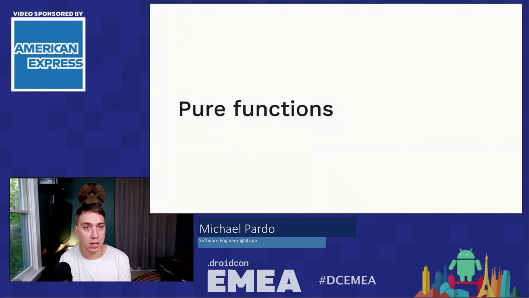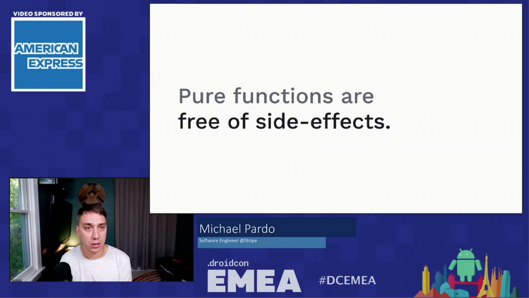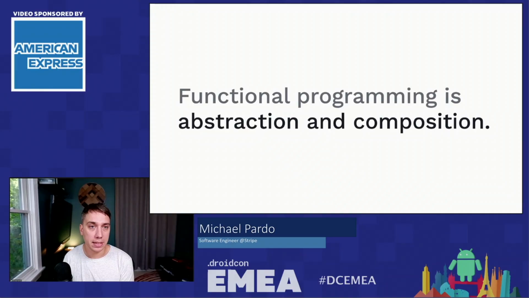In lambda calculus, only pure functions are allowed, and functional programmers try to keep functions pure as much as possible. Pure functions have some qualities that make them really attractive. Pure functions are deterministic. This means that for any input to a pure function, the output will always be the same. And pure functions are free of side effects. This means that when you call a pure function, you can be sure that nothing is affected outside of the scope of that function. Because of these intentional limitations, functional programming relies heavily on abstraction and composition.